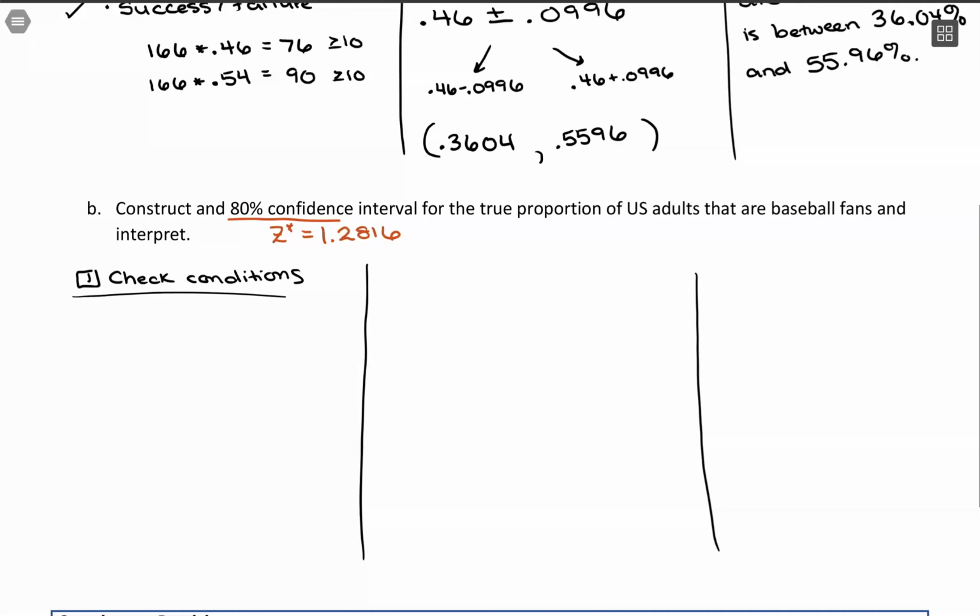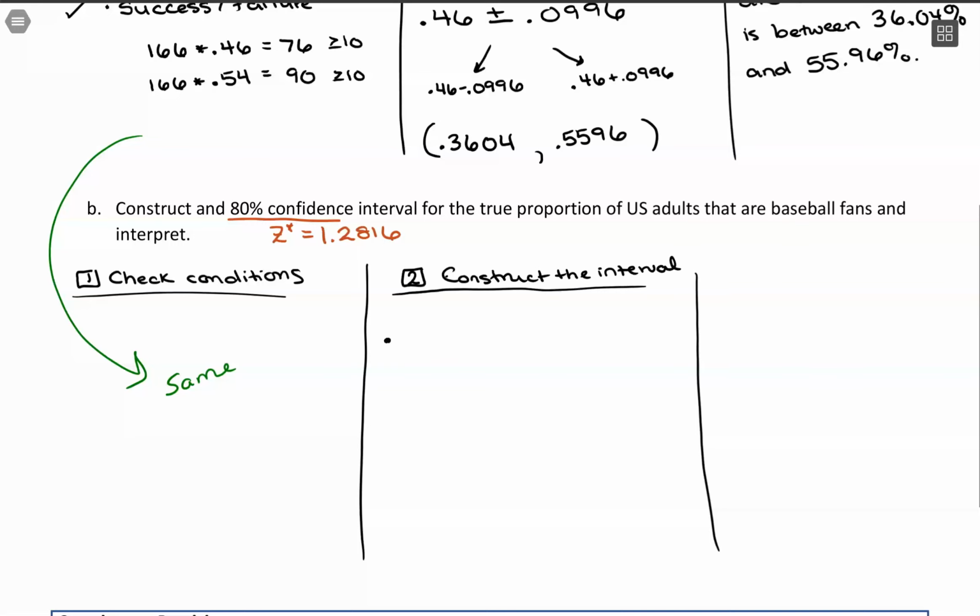And actually with this, since our data didn't change, I'm not going to copy it all again. It's the same setup, same proportion, same sample size. So nothing changed there. What did change is this construct the interval stage. So our sample proportion's the same, plus or minus, but what changes is our critical z-score. So now we'll have 1.2816 and then square root 0.46 times 0.54 over our sample size of 166.